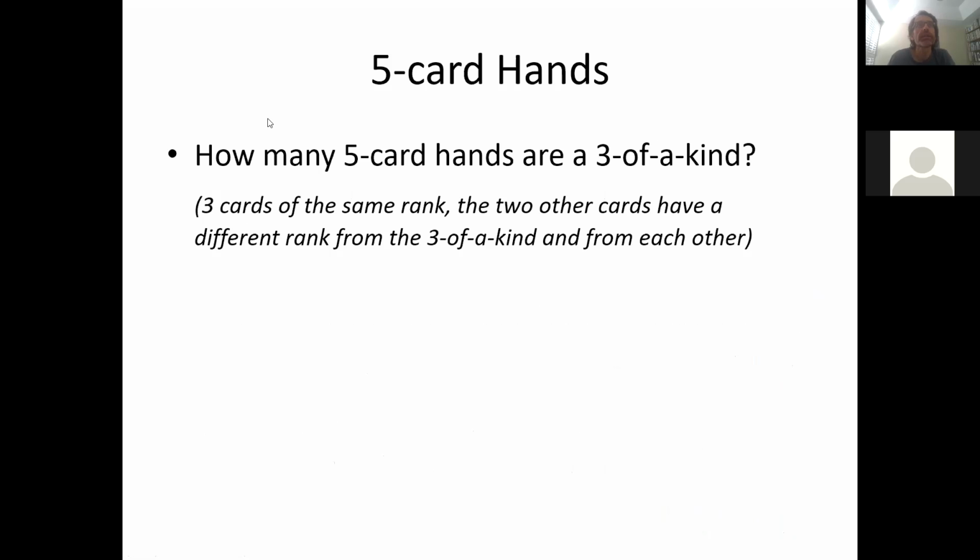Okay, let's say here's another constraint. It's a figure in poker called 3 of a kind.